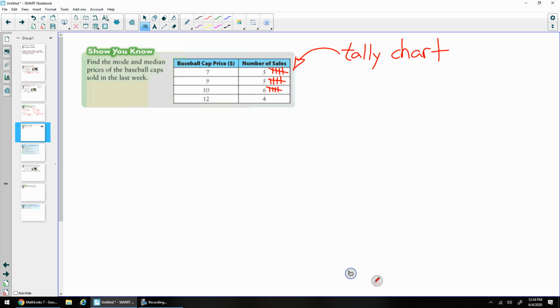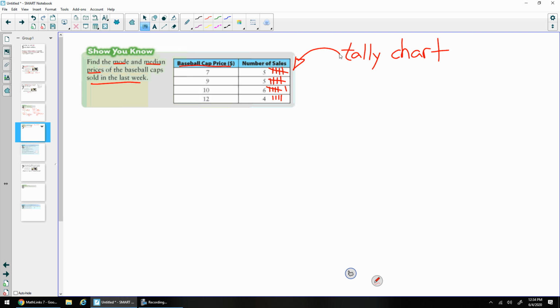It's actually often simpler when they show it that way, because then you don't get as confused which one is your numbers and which one is your tally. Okay, so it would sometimes look like that with all the ticks, counting them off. So the question is, find the mode and the median prices of the baseball caps sold in the last week. So here are the baseball cap prices.